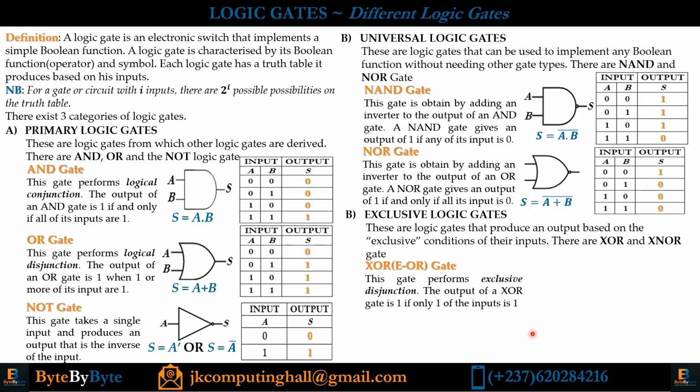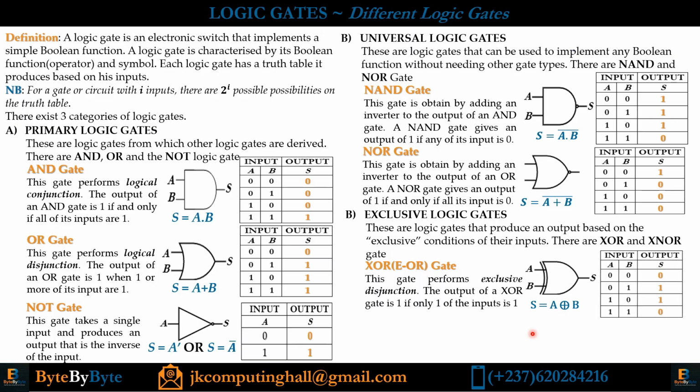Meaning that for me to have 1 as output for a XOR gate, I must have only a single 1 as its input. If I have more than a single 1, I have 0. If I have no 1, I have 0. This is the symbol of a XOR gate, and that is the expression. As you can see, exclusive disjunction is a plus, which is encircled. Now, that is the truth table. Where we have a single 1, the output is 1. Where we have more than a single 1, 0. Where we have no 1, 0.